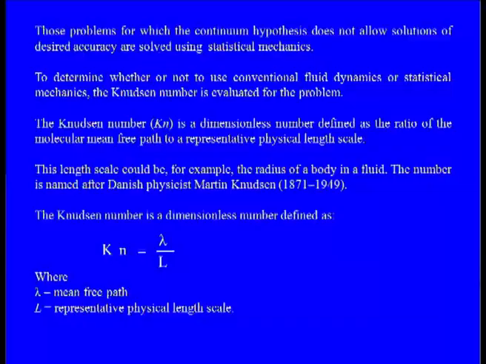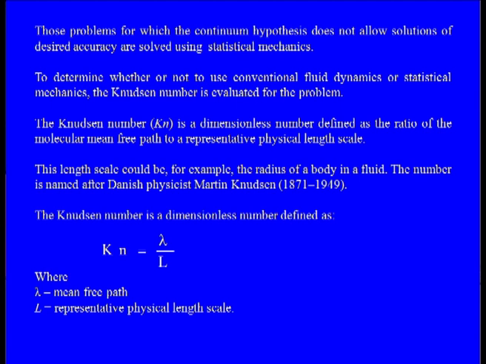Now, let us try to understand how to calculate the Knudsen number, and from the Knudsen number, how to understand when I should apply conventional fluid mechanics and when I should apply statistical mechanics to understand the fluid dynamics. So, the Knudsen number is a dimensionless number, which is defined as Kn equal to lambda upon L, where lambda is the molecular mean free path and L is the representative physical length scale. So, that justifies that it is a dimensionless number.